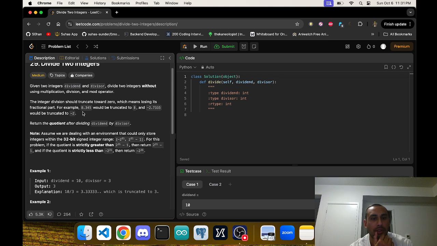Assume we're dealing with an environment that can only store integers within the 32-bit signed integer range. Okay, so negative 2^31 to 2^31 minus 1. For this problem, the quotient is strictly greater than 2^31 minus 1.